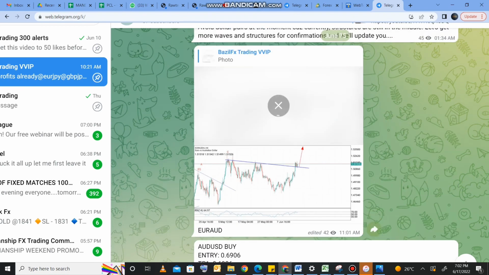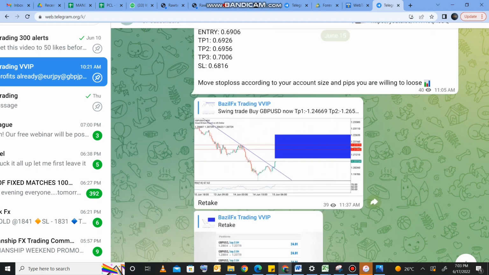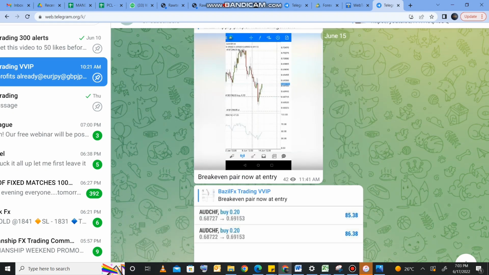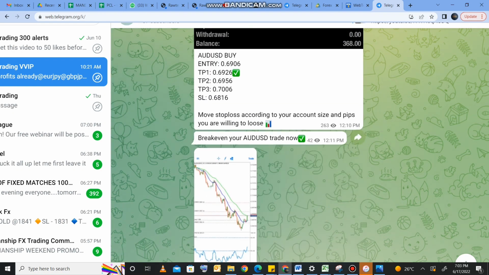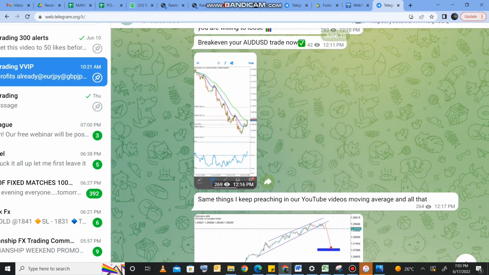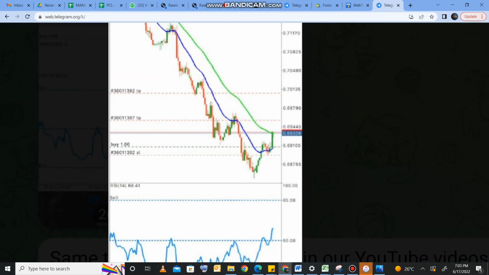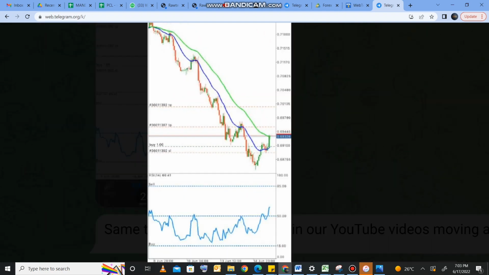So let me show you the screenshot of after the market went our way. AUD USD buy. So this is what we had. So guys, you see, we took entry after the breakout, exactly after breakout and retest.